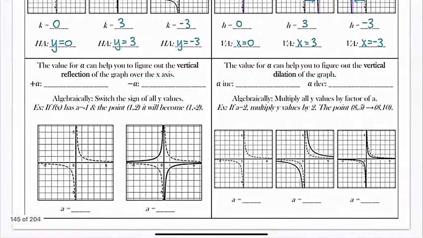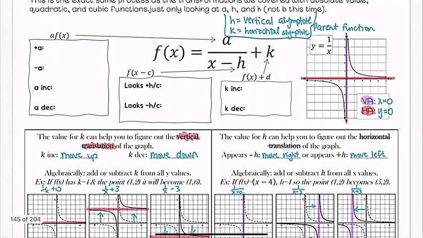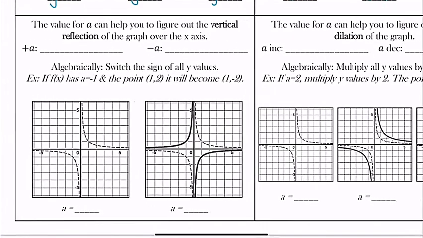Good, and then our last one we're dealing with is A. A is in the numerator of our function, and A is going to impact the dilation as well as the reflection. So looking at the first box, this is the bottom left. It says the value of A can help you figure out the vertical reflection of the graph over the x-axis. Vertical reflection. I'm just going to hide over the x-axis. This is the one that spins like a wheel. Remember, we always say wheel or tornado. This one spins like a wheel.